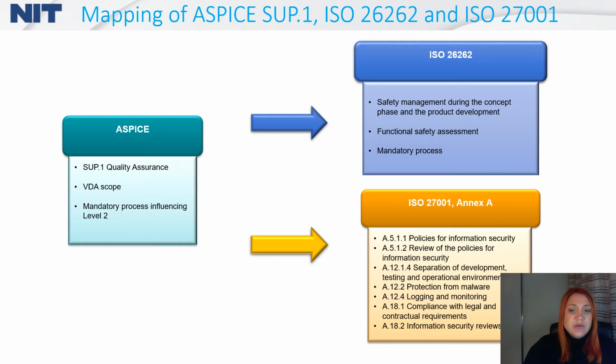In information security, we have policies for information security, review of the policies for information security, separation of development, testing, and operational environment, protection from malware, logging and monitoring, and similar things. It means that quality assurance is not only an important process in the automotive space. This is the process which will, as I said in the previous lectures, form other standards like functional safety and information security.